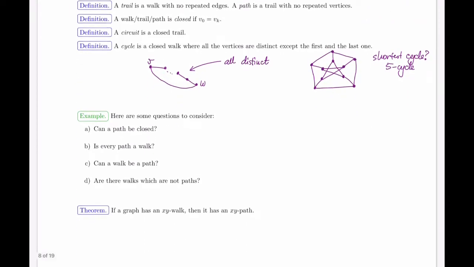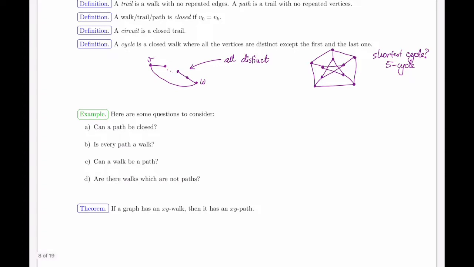Here's some other questions to consider that I will let you ponder on your own. What are some of the ways that we can classify paths, walks, and trails? Can a path be closed? Is every path a walk? Can a walk be also a path?